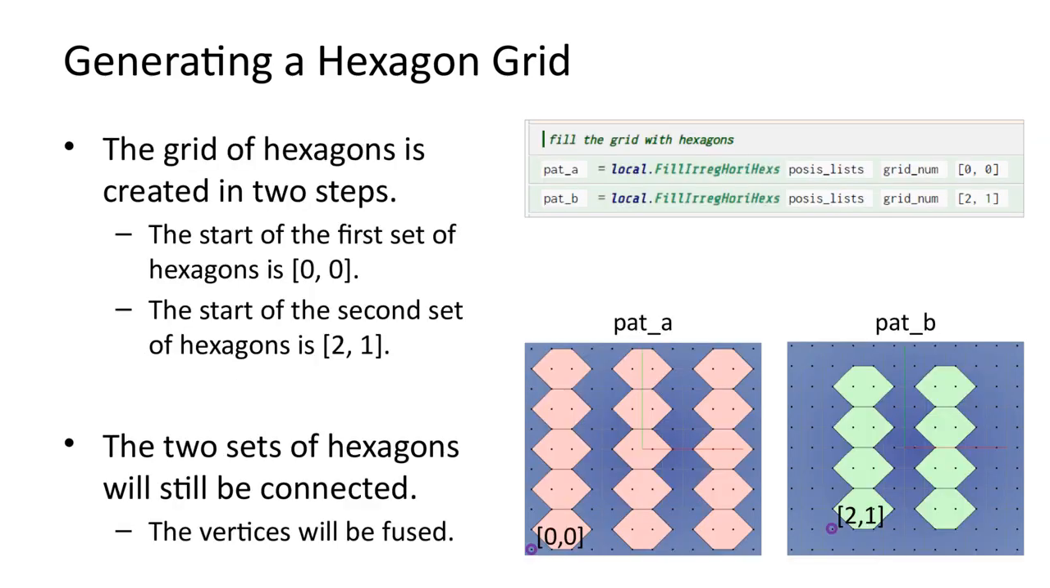The complete grid of hexagons is created by calling the fill function 2 times. The second time, the hexagons are offset, 2 positions in the x direction, and 1 position in the y direction. This will ensure that the 2 sets of hexagons will interlock.